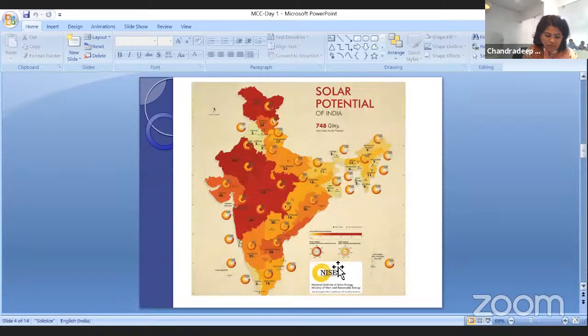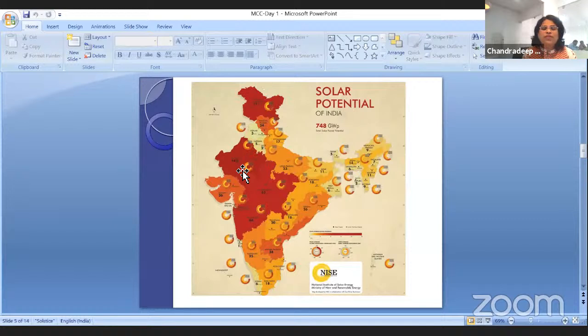Next, this shows the solar potential of India, published by the National Institute of Solar Energy, MNRE, Government of India. They published which region will give how much capacity of power plant. Like you can see Jharkhand or the eastern part of West Bengal, 6 megawatt, even Gujarat, Maharashtra. Even though our target is 100 gigawatt, set by the Honorable Prime Minister, India has the potential to generate 748 gigawatt of solar electricity. Which region can produce how much, you can find out from this map.